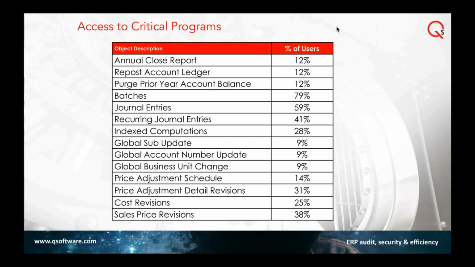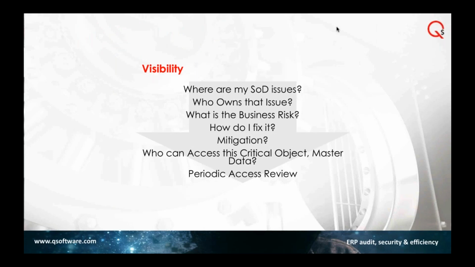Why? I would say in almost any operation, if you've got 500 users, if you've got 5 people who need to access sales price revision, that is probably enough. These are examples of very, very poor access control.